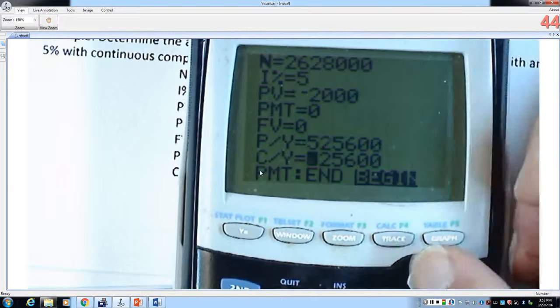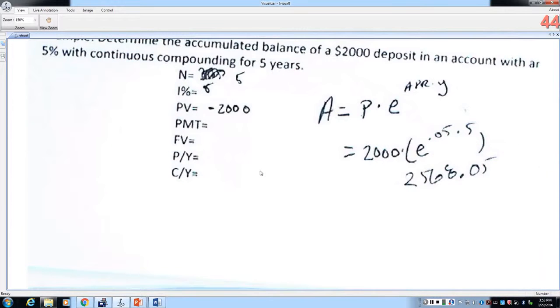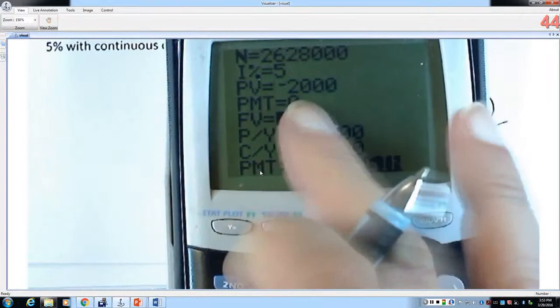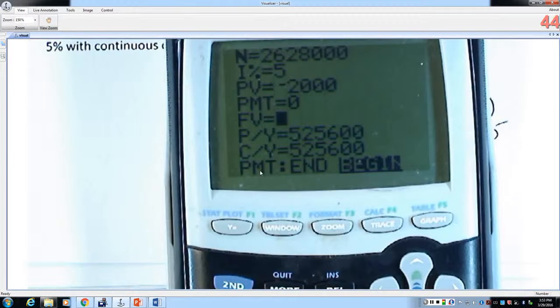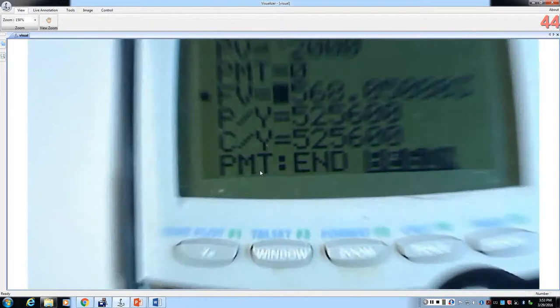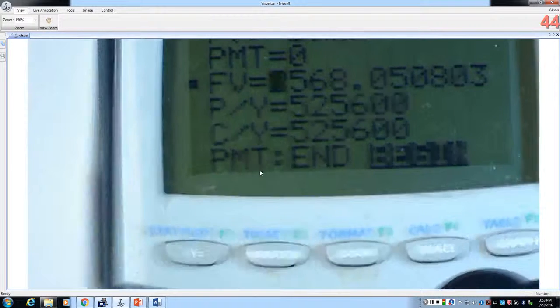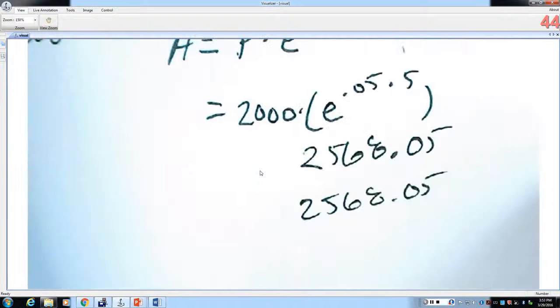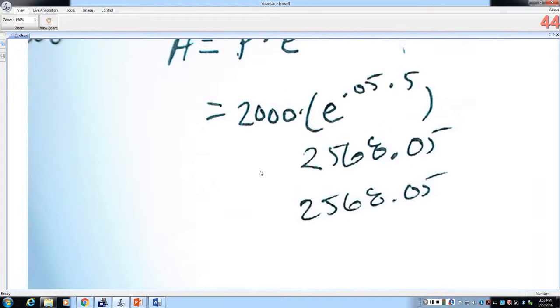Now I'm going to move the cursor to what it is that we're trying to solve. We're trying to solve future value, right? So I'm going to put the cursor there, and I'll leave it blank. I'm going to go green and enter, and I get my answer. See, it's right there: $2,568.05. It's basically the same thing that we calculated by the formula.